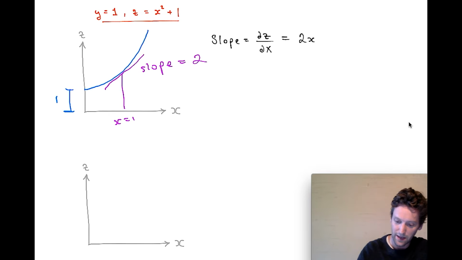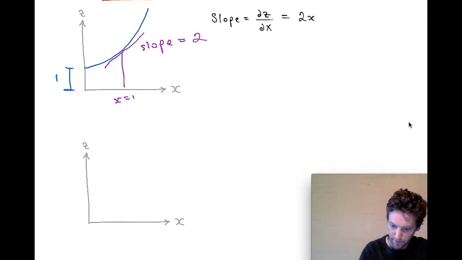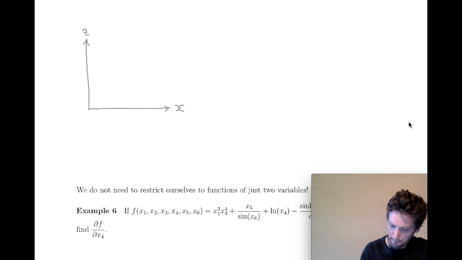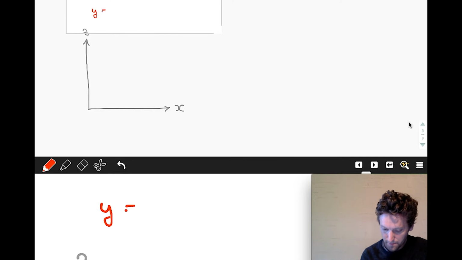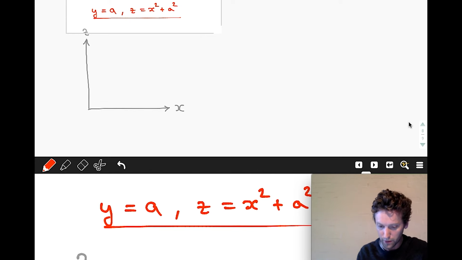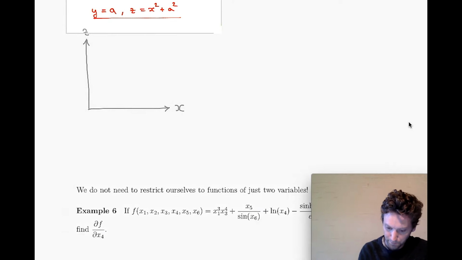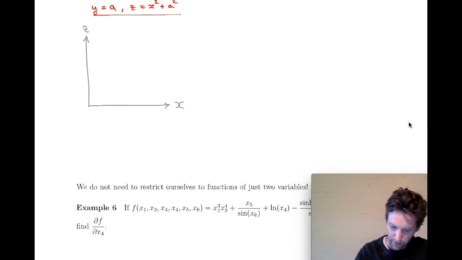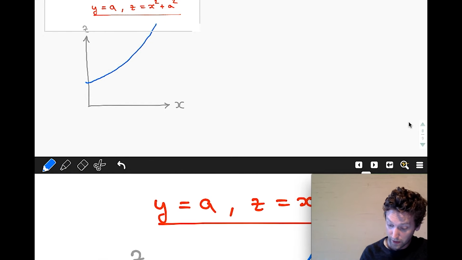So I could do this for any possible value of y. Let's call it y is equal to some constant a. That gives me z is equal to x squared plus a squared. Again, a is a constant number here. It's any old number at all. What is that going to look like? Well, again, it's going to be a parabola. z is equal to x squared plus a squared. Again, it won't pass through the point z is equal to 0. Instead, it'll pass through the point z is equal to a squared when x is equal to 1.